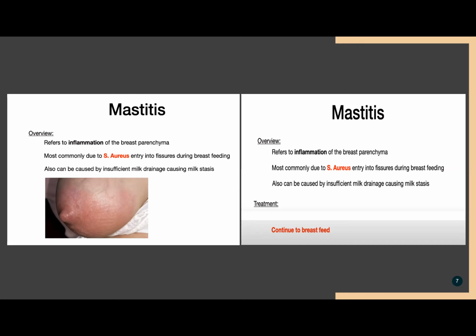More nutritious food, food that can improve the milk production in the mother's body. So these are the things. It's not very dangerous, but you need to know about it, so that you don't worry when the conditions appear.